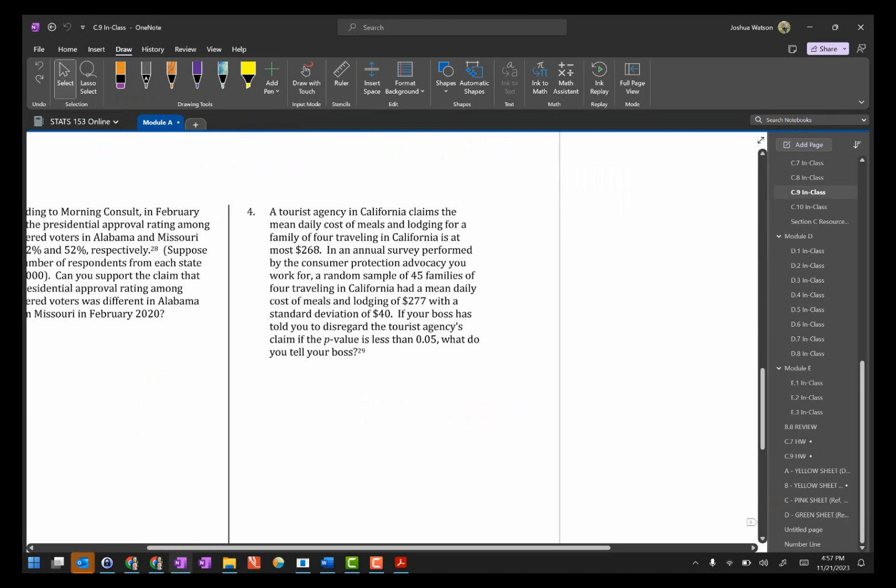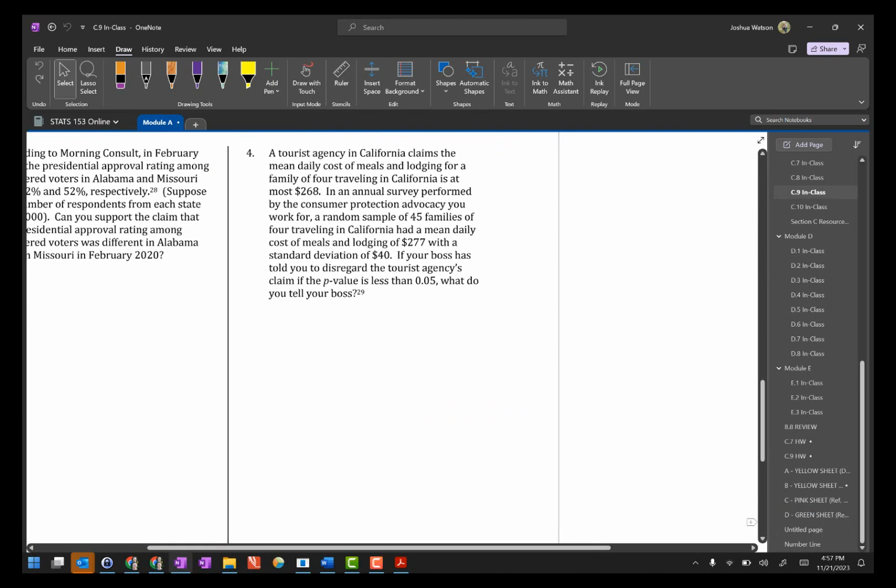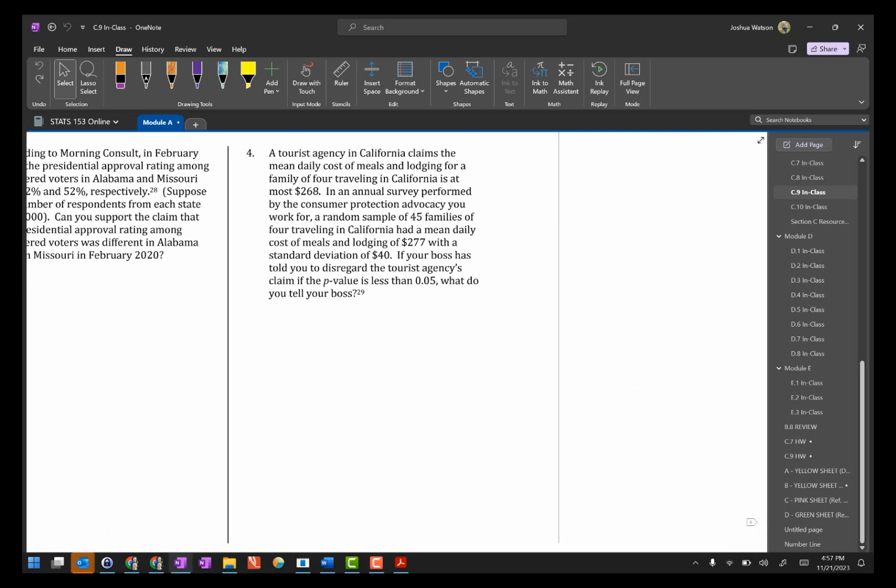So let's look at this problem right here. You can read it to yourself. I'll read it as well. A tourist agency in California claims the mean daily cost of meals and lodging for a family of 4 traveling in California is at most $268. At most. So let's draw a number line before we do anything.